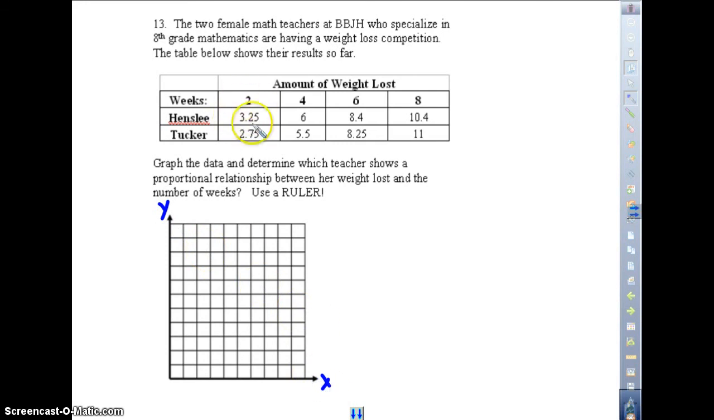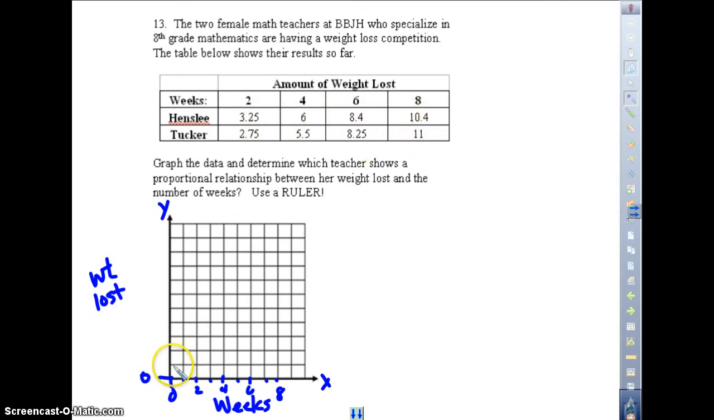The amount of weight loss depends upon how many weeks you're in the diet. So weight lost goes here, and number of weeks goes down here. And we're going to start at 0 on both scales. 0, 0. And the weeks go 2, 4, 6, 8. So there's 1. That's going to be 2. There's going to be 4 because there's 3. Here's 6. Here's 8. And let's see, the maximum weight loss goes up to 11.